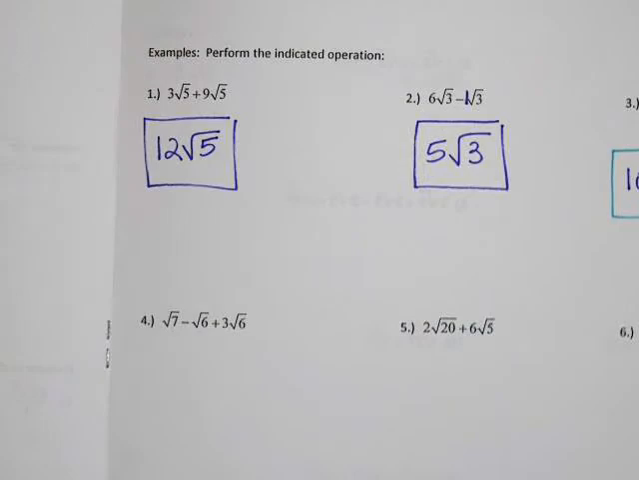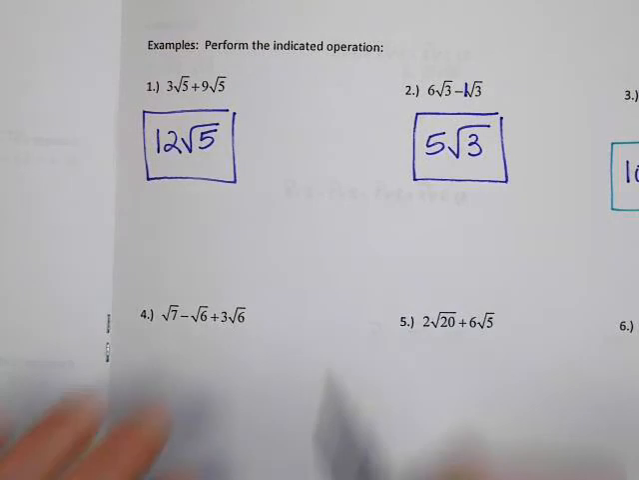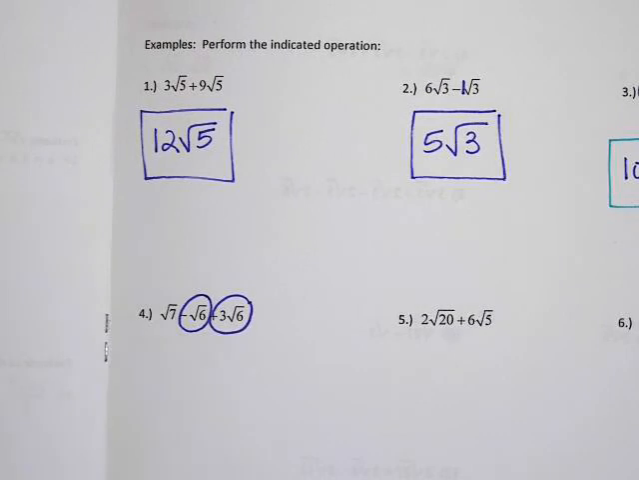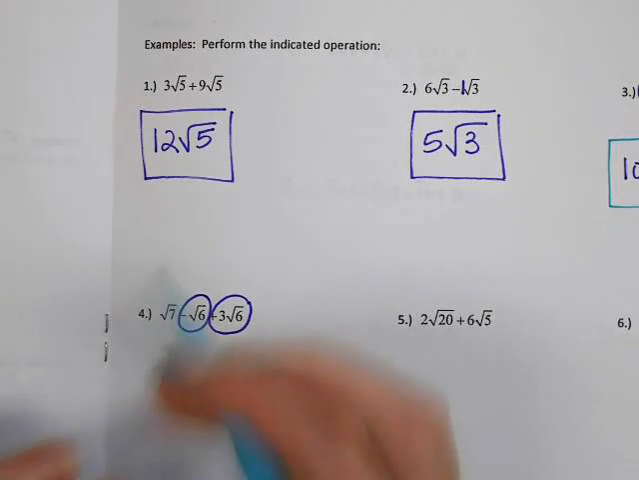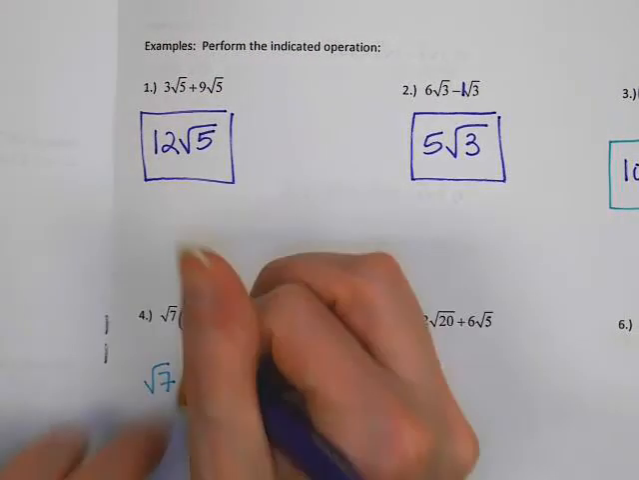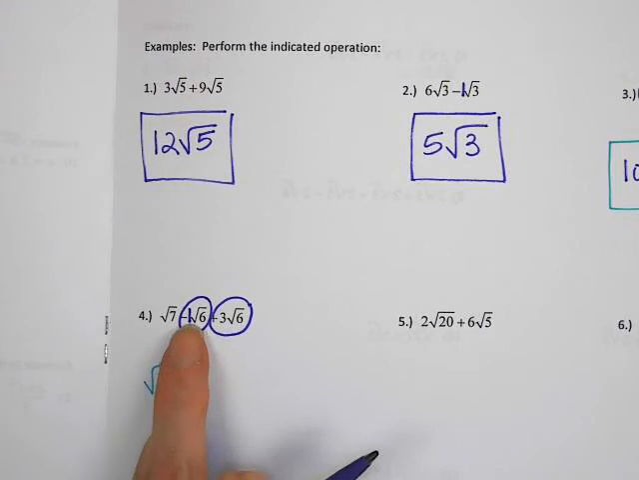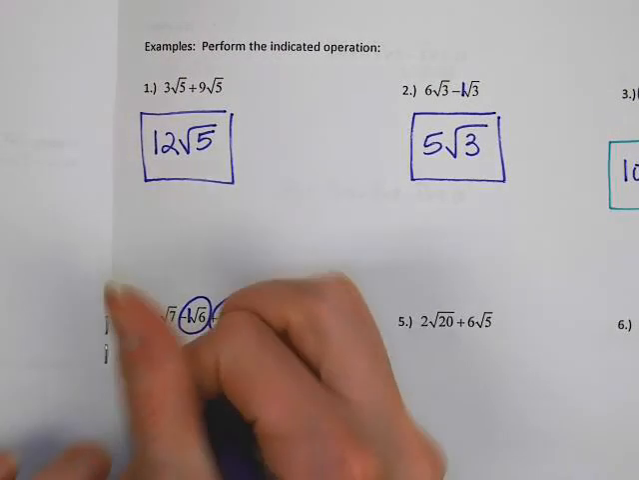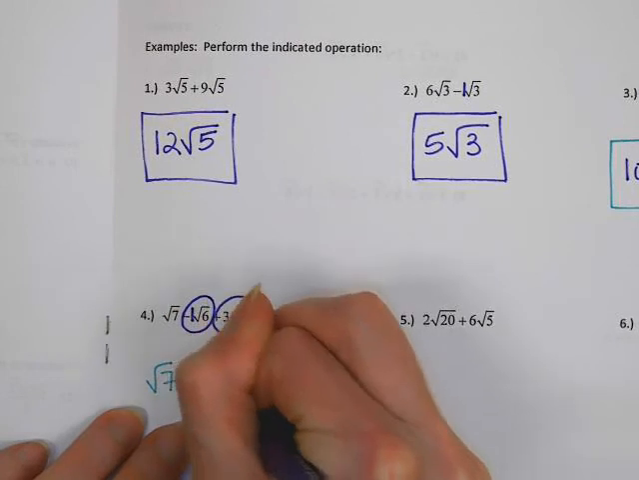All right, moving on. Number 4. It looks like these two are like terms, so we can do these guys. And this one doesn't, so this one will just have to stay the same, and then we'll deal with these guys. So negative 1 root 6 plus 3 root 6. So negative 1 plus 3 is plus 2 root 6.